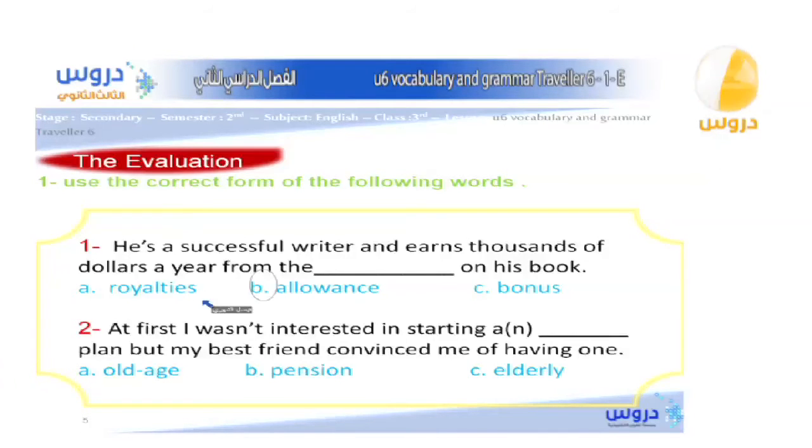Number two: at first I wasn't interested in starting an old age pension plan, but my best friend convinced me of having one. So what do you think, as you understand the previous slide, is the right answer for this sentence? Is it A, B, or C?